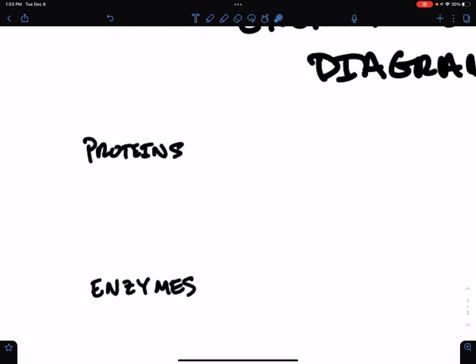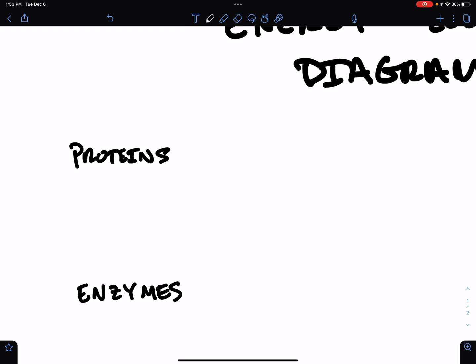Okay, so brief reminder. Proteins. The monomer of proteins are amino acids.